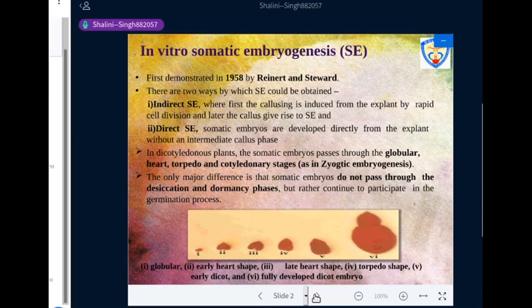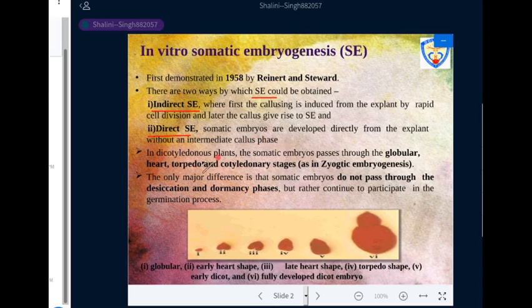In vitro somatic embryogenesis was first demonstrated in 1958 by Stewart and Reynolds. There are two ways by which somatic embryos could be obtained. First, indirect somatic embryogenesis, and second, direct somatic embryogenesis. In indirect somatic embryogenesis, callusing is induced from the explant by rapid cell division, and then this callus will give rise to somatic embryos. Whereas in direct somatic embryogenesis, somatic embryos are developed directly from the explant without an intermediate callus phase.